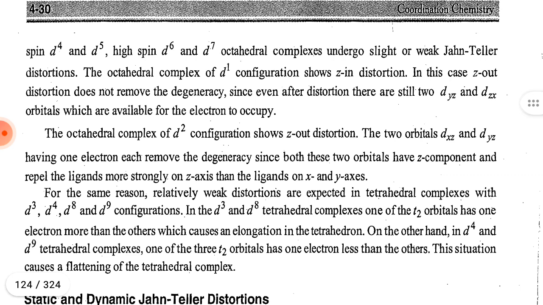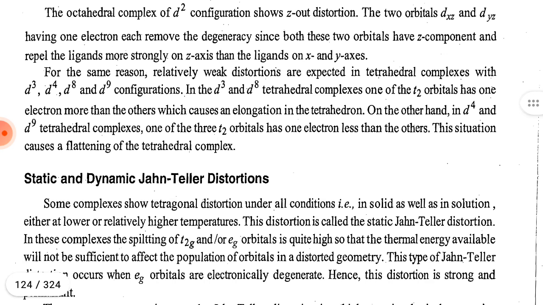In this case, z-out distortion does not remove the degeneracy, since even after distortion there are two orbitals, dyz and dzx, which are available for the electron to occupy. The octahedral complex of d2 configuration shows z-out distortion. The two orbitals dxz and dyz having one electron each remove the degeneracy, since both these orbitals have z components and repel the ligands more strongly on the z-axis than the ligands on the x and y axes.